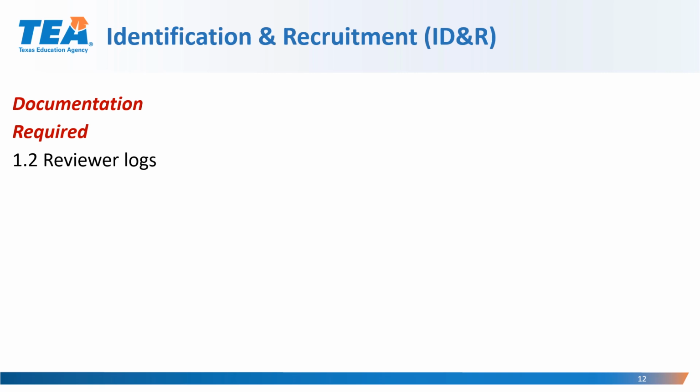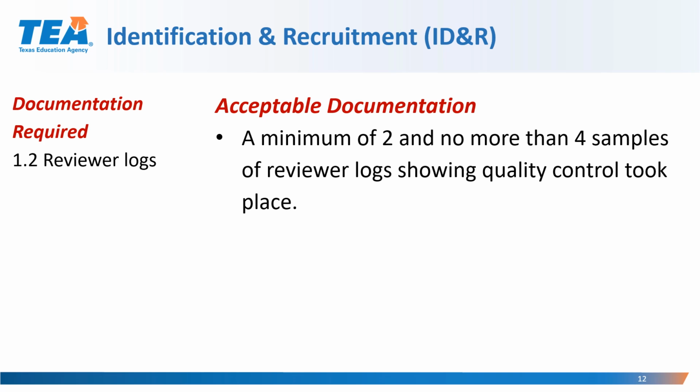Documentation required: 1.2 Reviewer logs. The acceptable documentation for this requirement is a minimum of 2, but no more than 4 sample reviewer logs showing that quality control took place. It's really important that when providing this documentation, it's evident that quality control is taking place when reviewers are reviewing COEs.